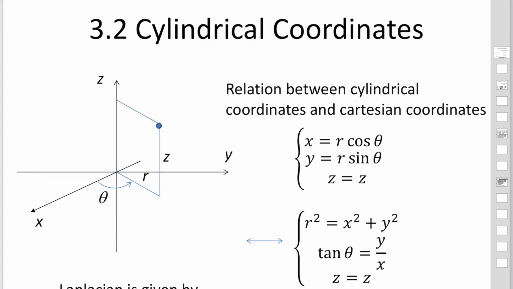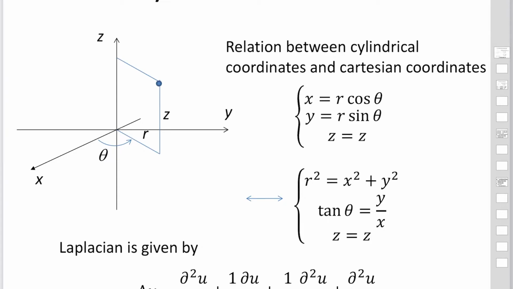In this section, I'd like to explain the cylindrical coordinate. We consider a three-dimensional space x, y, z. To describe the position of this blue point, we need three coordinates x, y, z. Also, we could use r, theta, and z.